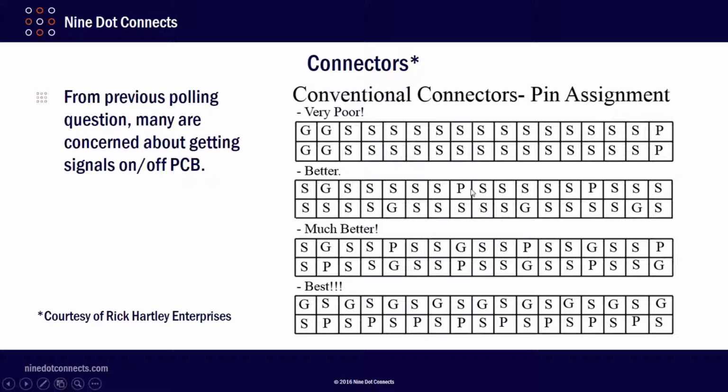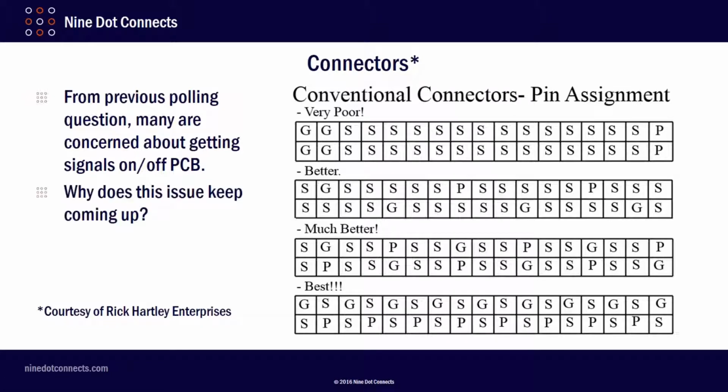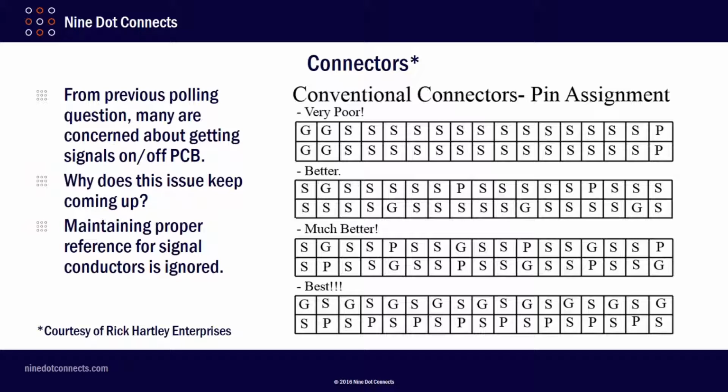So you have a signal, and each signal line has a reference to a power plane. Even better would be to have a signal to a ground, sharing the ground and power plane reference. The best scenario is if each signal has its own reference. Then there's no worry about crosstalk. And that's why Rick puts in here a ground and a signal to power, just like that, so every signal has its own reference. So why does this issue keep coming up? It's because proper referencing for the signal conductors is ignored.